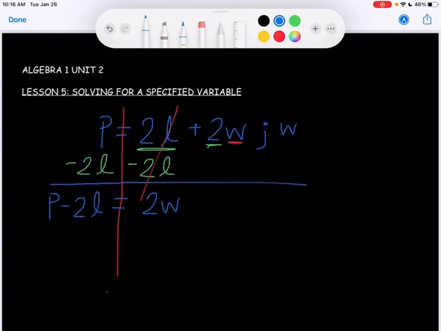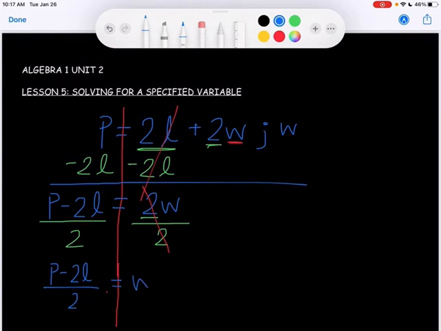I still need to get W by itself, so I need to get rid of that 2 right here. Well, it's 2 times W, so the opposite would be to divide by 2. But remember, what you do to one side, you've got to do to the other. So that cancels, and again, you have to divide the whole side. So I've got P minus 2L all over 2 equals, we've just got W left here. So our final answer is P minus 2L all over 2.